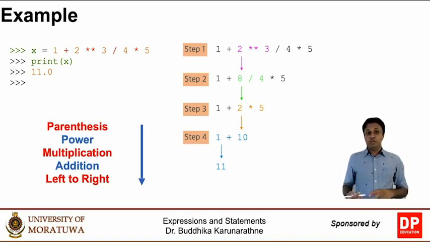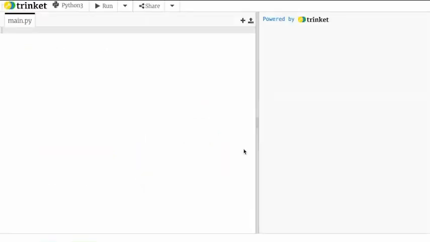Note that Python will do all these operations for you in the correct order. Now, let's ask Python to do this for us. I'm using the tool Trinket to do this demonstration. Let me write the expression x is 1 plus 2 to the power 3 divided by 4 multiplied by 5.